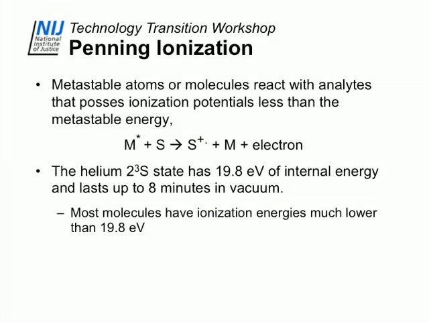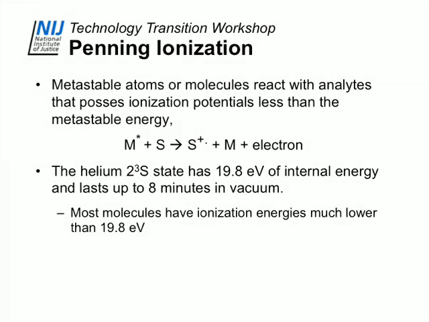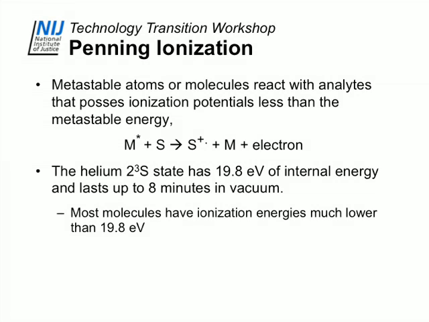The metastable excited state neutral atoms or molecules react with the sample. The sample has to have a lower ionization energy than the internal energy of the excited state. And the helium triplet state that we're working with has an internal energy of about 19.8 electron volts, which is pretty much higher than almost anything you're going to encounter. To give you a reference, things like benzene have an ionization energy of about 8.5 electron volts. Most organic molecules are about 12 electron volts or higher, but certainly not almost 20 electron volts like the excited state helium. So the first step will be the excited state reacting with a sample to produce a positive ion and an electron.